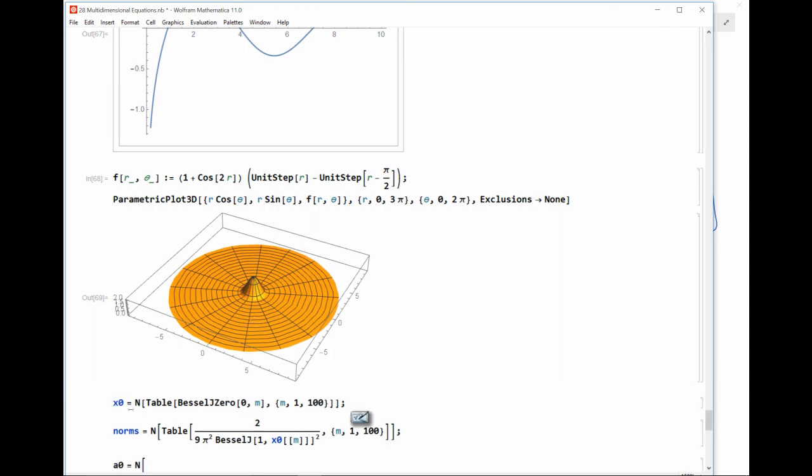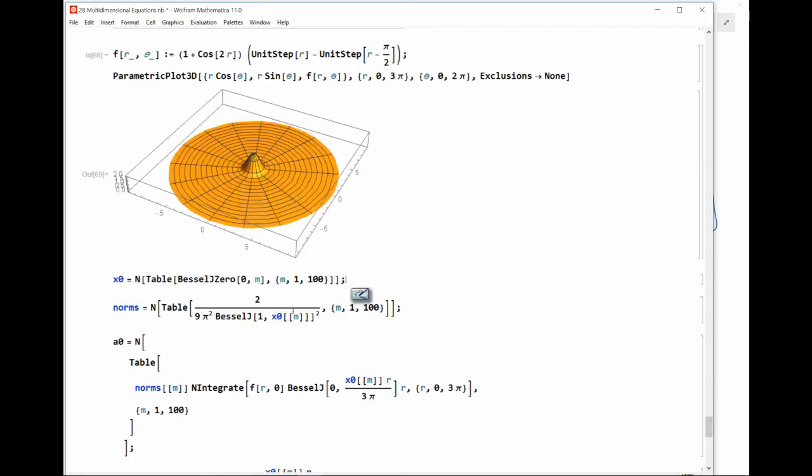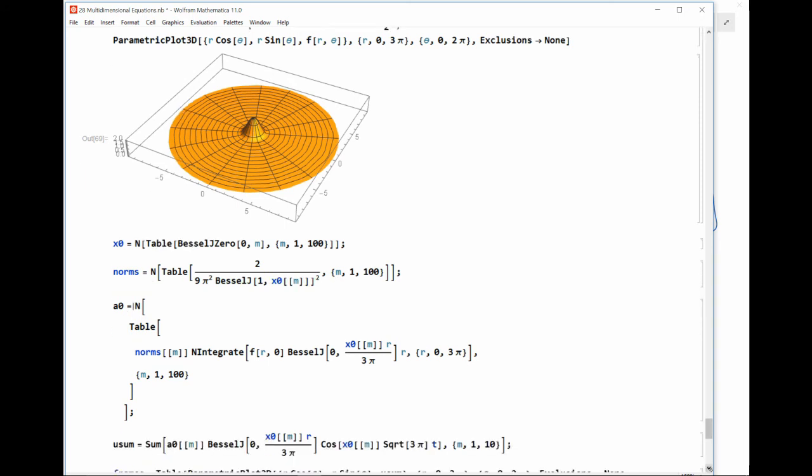So here I compute all possible zeros of the function Bessel j, and I compute the first 100 of them. Then I compute the norms of each Bessel j function that is scaled with a different scale just to give us 0 at different locations. It's 2 over 3 pi squared times Bessel j of order 1 computed at each 0. So this gives me an array of norms.